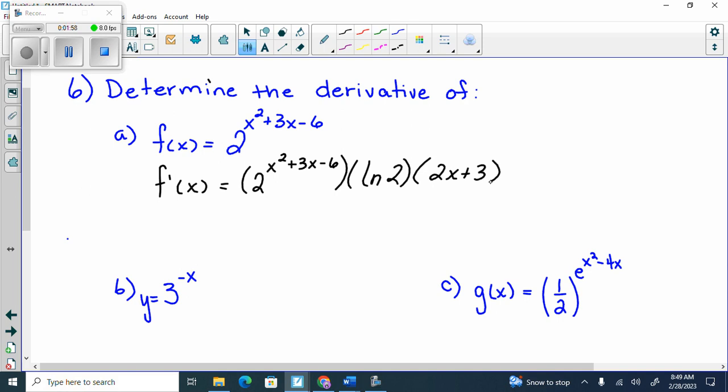This one, we could do dy over dx. Remember, that means derivative, just in a different way. So we rewrite it. Ln the base. Derivative of negative x is negative 1. And often they'll bring the negative 1 to the front. But you can leave it at the back, it doesn't matter, right? Because it's multiplication.